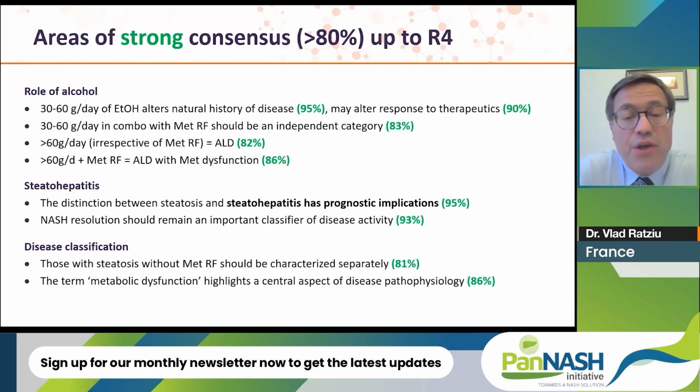Therefore, any combination of alcohol consumption with the presence of metabolic risk factors needs to be determined in relation to the amount of alcohol and the presence of these metabolic risk factors. And people who drink moderate amounts of alcohol should be in a category of their own and should not be ignored in future classifications.